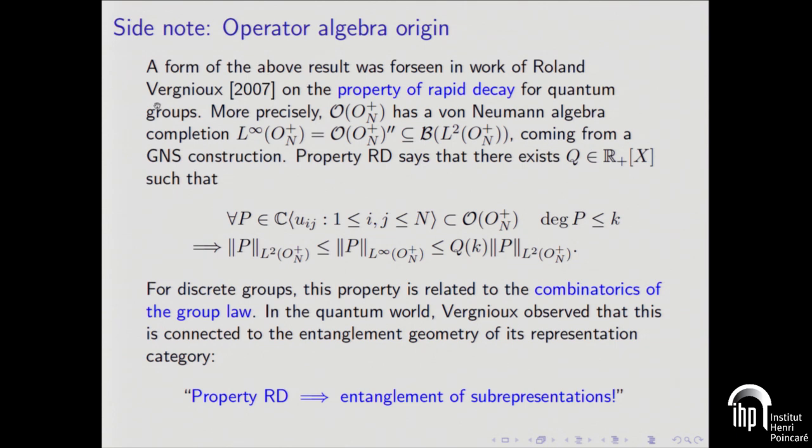So more precisely, what is property of rapid decay? We have this unital star algebra. I didn't give you any norm structure there, but it turns out there's a nice state on this algebra, which is like a Haar measure. Using this state, you can do a GNS construction, and this gives you a von Neumann algebra, L infinity of O_n^+, which is the double commutant of the dense subalgebra of polynomial functions. This sits nicely as bounded operators inside some L2 space. And property RD says the following. In general, if you have a finite von Neumann algebra, you can think of elements of your von Neumann algebra as L2 elements or as L infinity elements. The L infinity norm is generally really hard to compute.